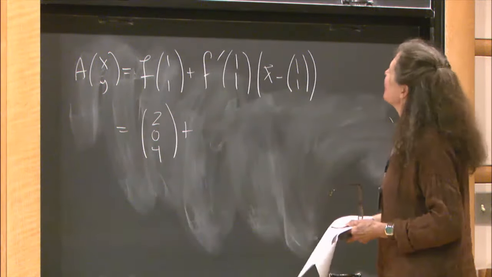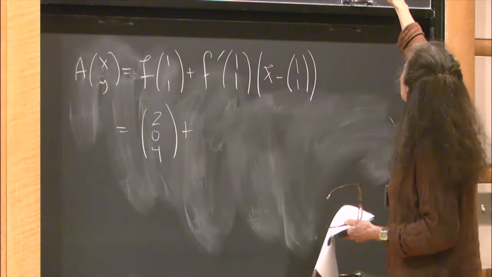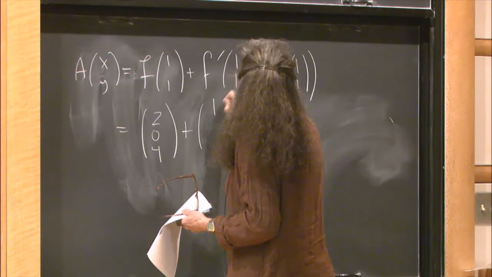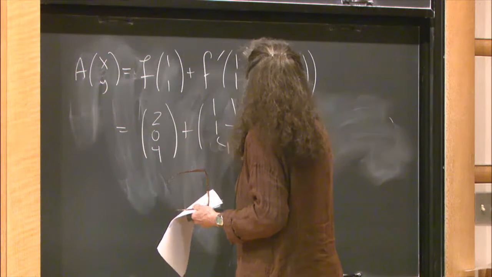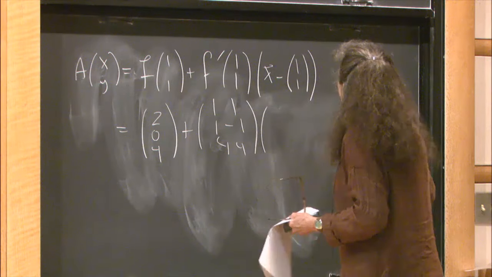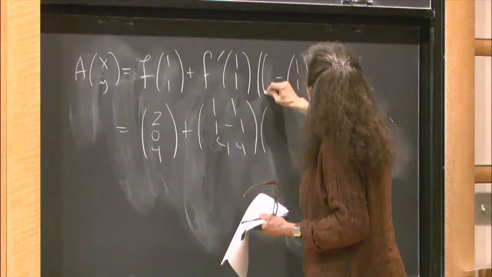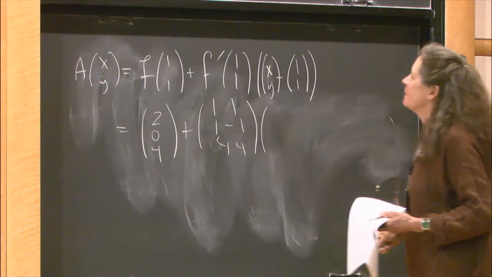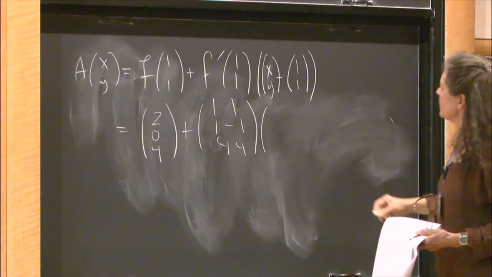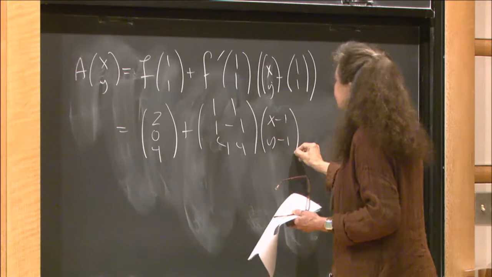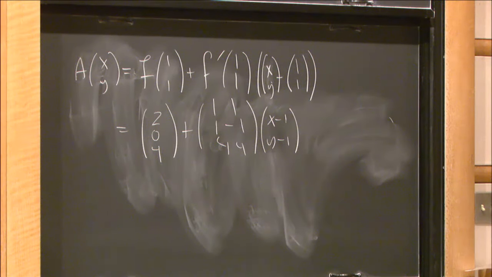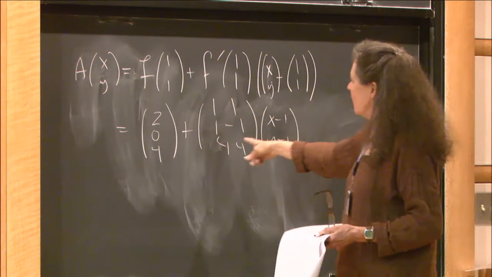Plus F prime of 1, 1, which is that thing up there, 1, 1, 4 and 1, minus 1, 4, times this. Let's call this X, Y, so this is going to be X minus 1, Y minus 1. So that's the affine approximation. I could multiply it together and add it, but let me just talk about it for a minute while it's in this form.